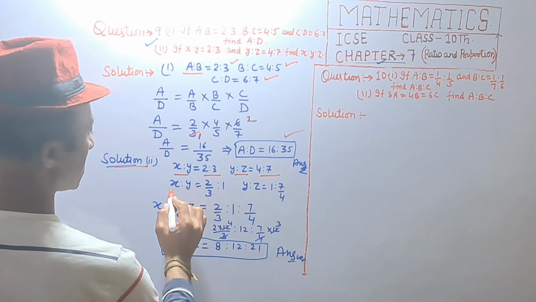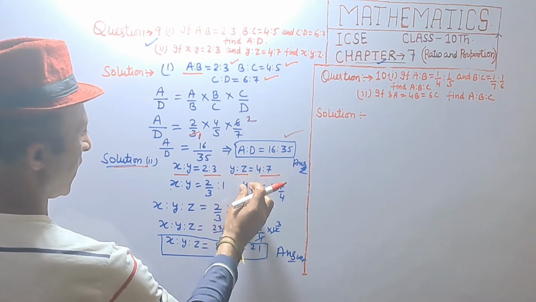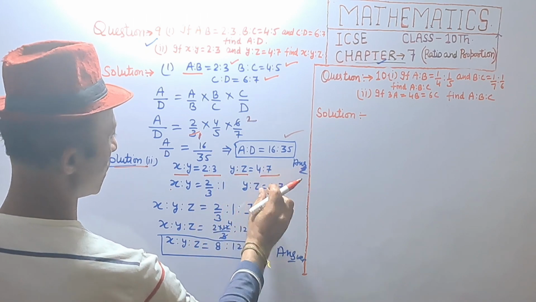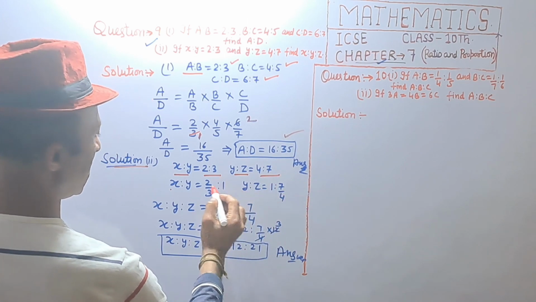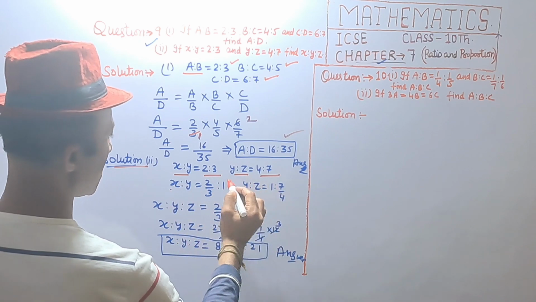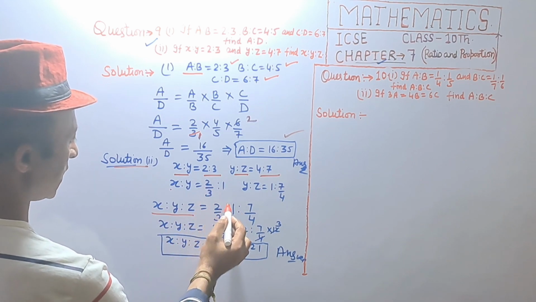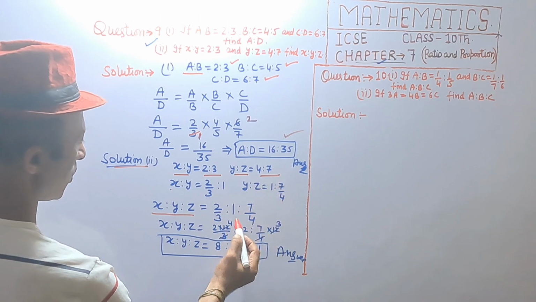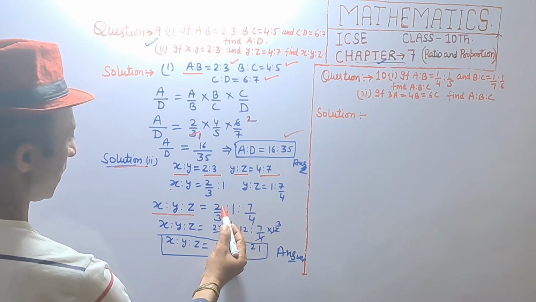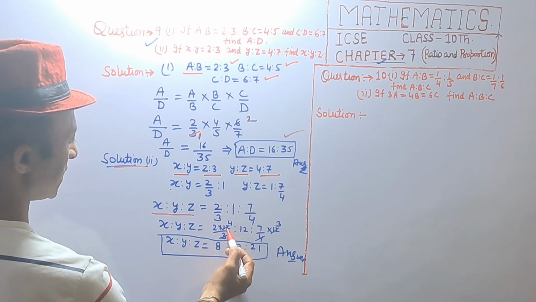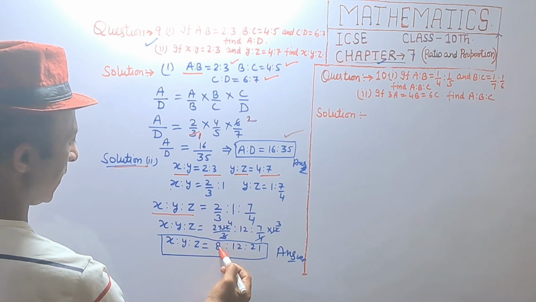X ratio Y is equal to 2 upon 3 ratio 1 and Y ratio Z is equal to 1 ratio 7 upon 4, dividing by 4. And X ratio Y ratio Z is equal to 2 upon 3 ratio 1 ratio 7 upon 4. LCM of 3 and 4 is equal to 12. 12 multiplied by 2 divided by 3, that is equal to 4 threes are 12, and 4 multiplied by 2, that is equal to 8.